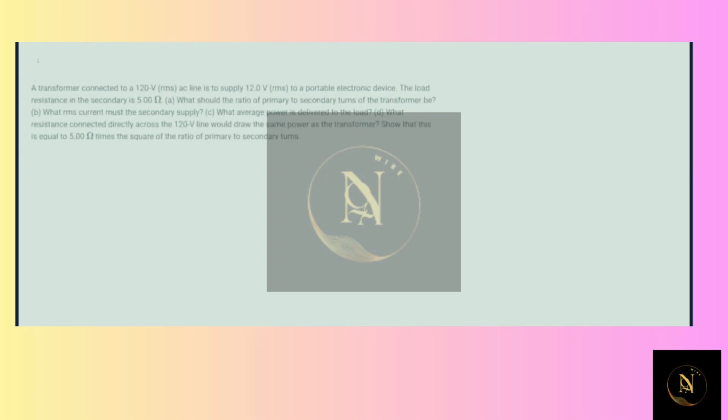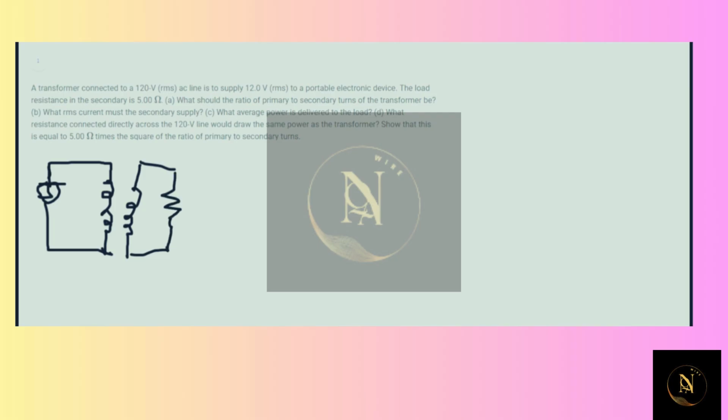So for this problem, we have a transformer and the source has 120 volts. Basically we have this source and it is connected with a transformer. So this is the transformer, okay? And this is a secondary circuit. In the secondary circuit, we have a resistor, R, and the resistance is 5 ohms.